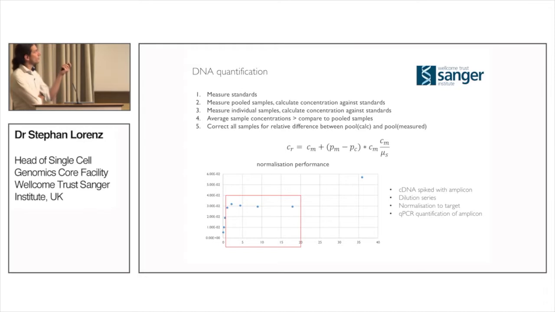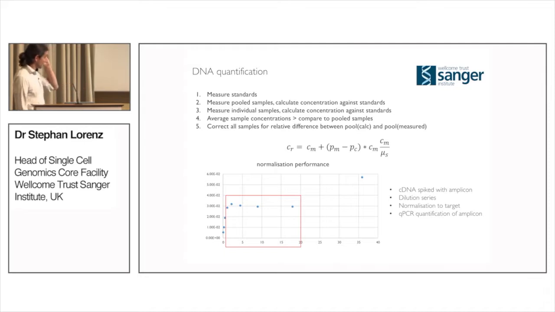The difference between your measured pool and the calculated pool, let's say 1, so you would correct a sample that's measured as 10 by -1, whereas a sample that's measured as 1 by 0.1, so it's basically you just shift a linear curve.